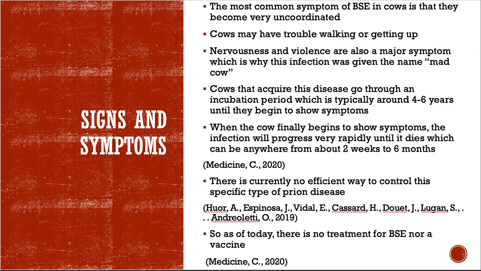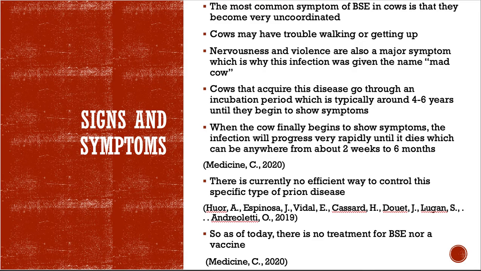So, some signs and symptoms. The most common symptom of BSE in cows is that they become very uncoordinated. They can have trouble walking or getting up. Another major symptom is they can become very nervous and also very violent, which is why this infection was given the name of mad cow.